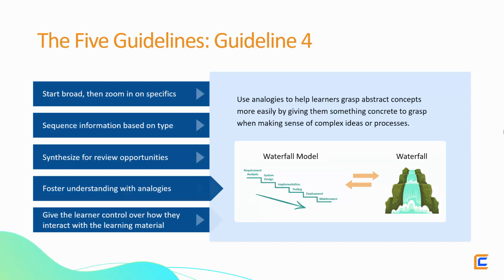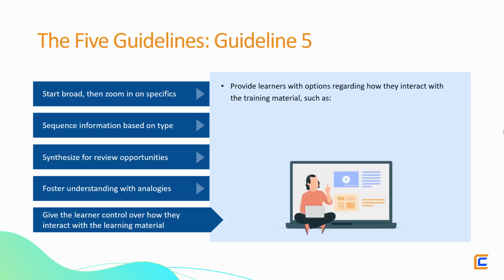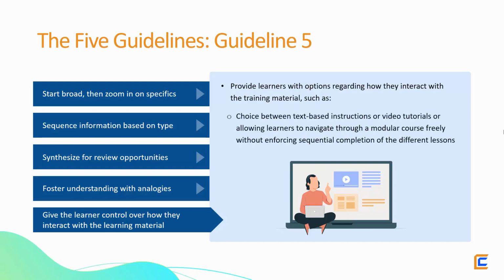The fifth guideline is to give the learner control over how they interact with the material. Provide learners with options regarding how they can interact with the training material. For example, allowing learners to choose between text-based instructions or video tutorials when learning how to use a particular software program or tool so that they can learn in ways that best suit their individual needs and preferences. Another example is letting learners navigate through a modular course freely without enforcing sequential completion of the different lessons.